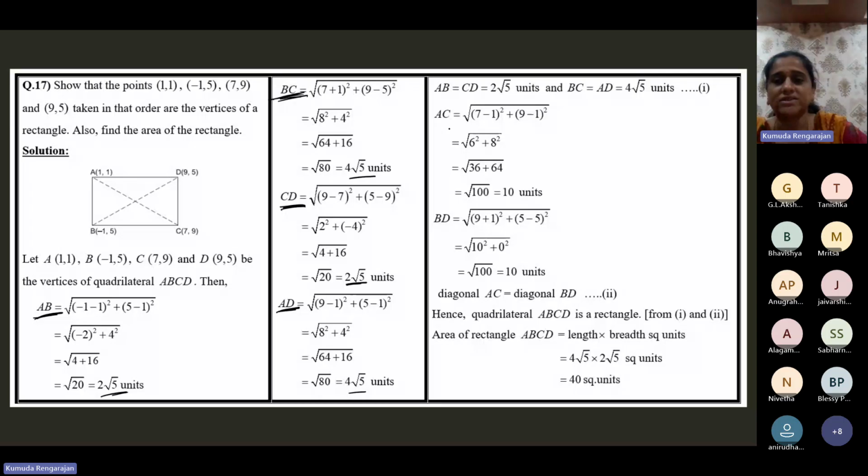So you also have to find the diagonals, diagonal AC and diagonal BD. Find AC and BD. You can see the diagonals are also equal. So it's a rectangle. And then find the area of the rectangle, L into B. Please work.